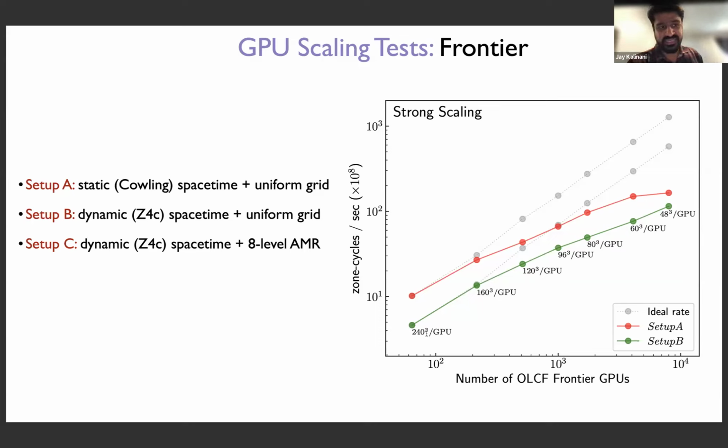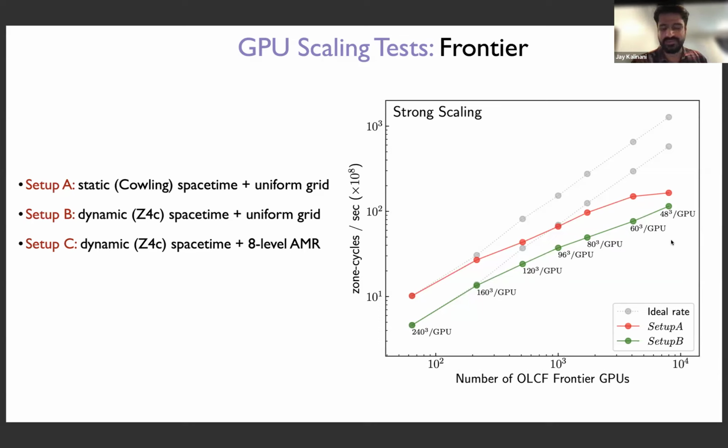In the case of setup C, the zone cycles per second are at least a couple of factors lower. And I think in that case, you go to about 5 to 10% efficiency when you go to 8,000 GPUs.